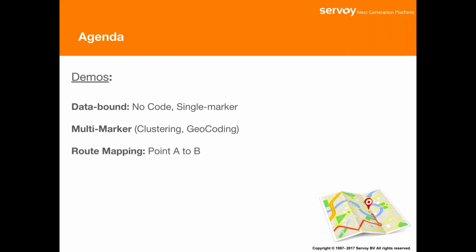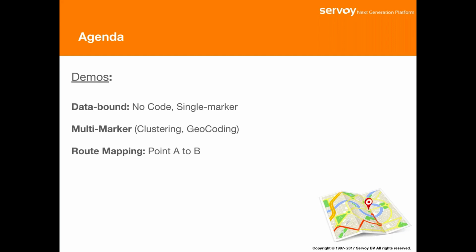For the first demo, I'm going to show how to do a data-bound map, without any code, for showing a single marker in a map. This is something you could already do, but just in case you are exploring Servoy for the first time, or the NG Client for the first time, it's nice to know that this feature is there.